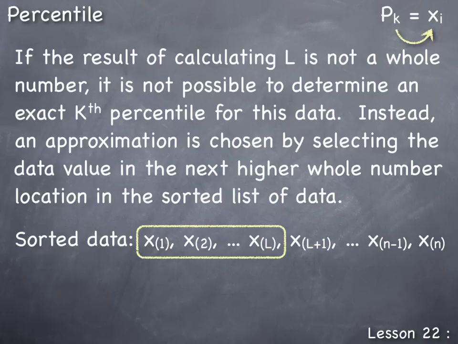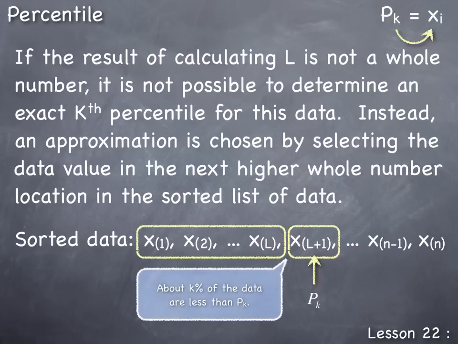So instead, the value of p sub k for the percentile is approximated by always looking to the next higher whole number location in the sorted list of data. So if our calculated L value was L.2, we then just go to the next larger whole number above L, in this case the L plus first data value in the sorted list, and use that value as our answer for the p sub k, the kth percentile.